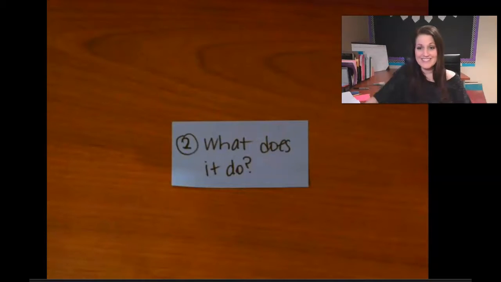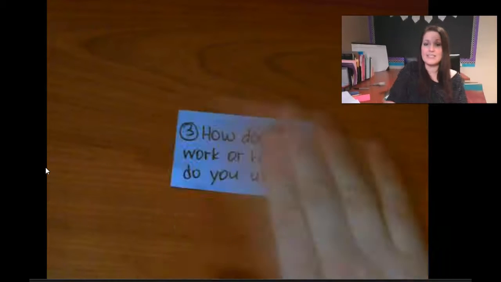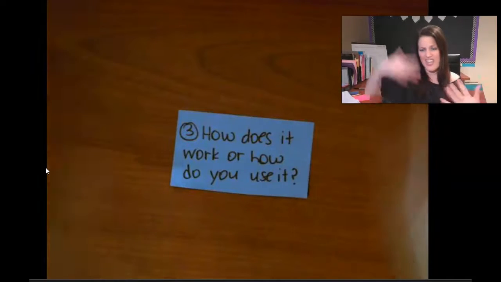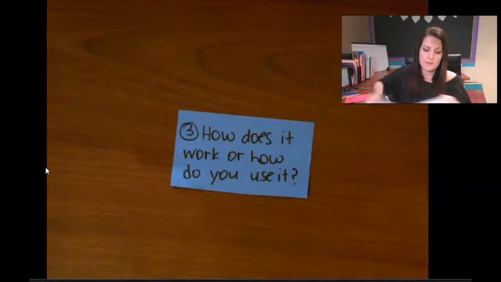Did you pause? All right. So now you should have at least 3 sentences. If you didn't write what does it do, go do that now. And now we're ready for our next one. The last thing you're going to do for today's writing is number 3: how does it work, or how do you use it? Kind of the same question, I just worded it differently.